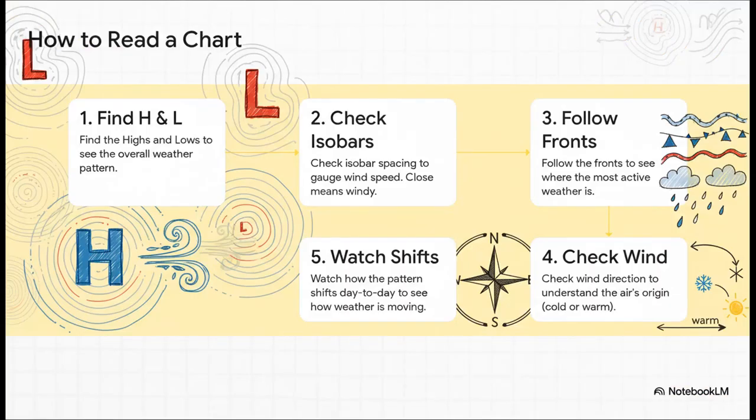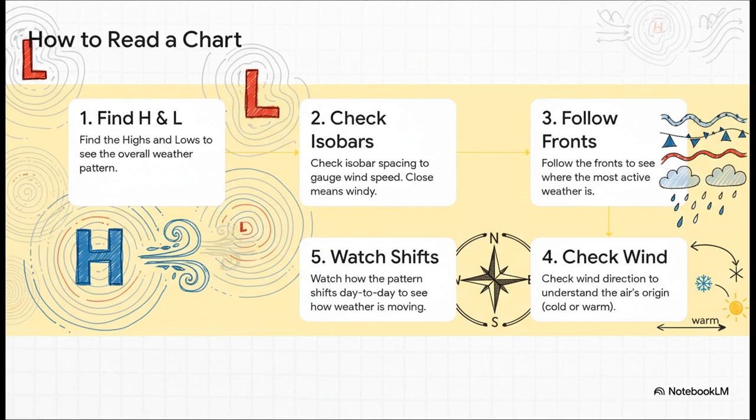So, the next time you pull up a weather map, here's your 5-step game plan. Step 1, find the highs and the lows. Get the big picture. Step 2, check the spacing on those isobars to get a feel for the wind speed. Remember, close together means windy. Step 3, follow the fronts. That's where all the action is. Step 4, check the wind direction. It tells you where the air is coming from. And finally, Step 5, watch how the whole pattern shifts from day to day to see where it's all headed.